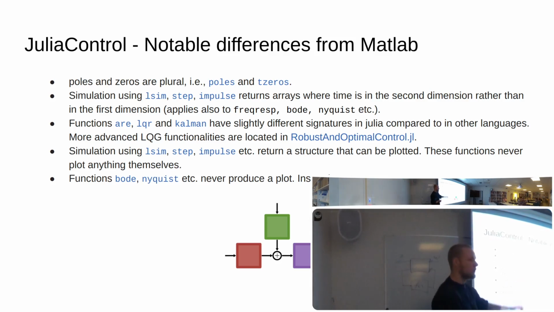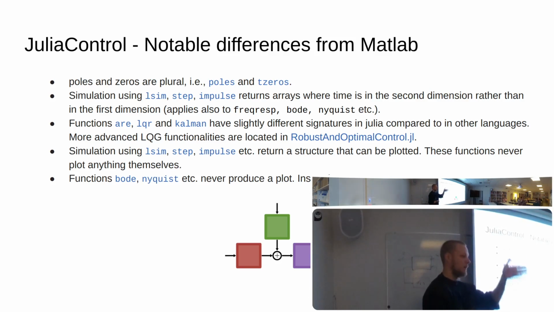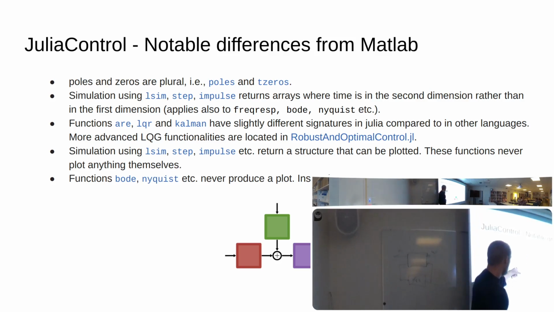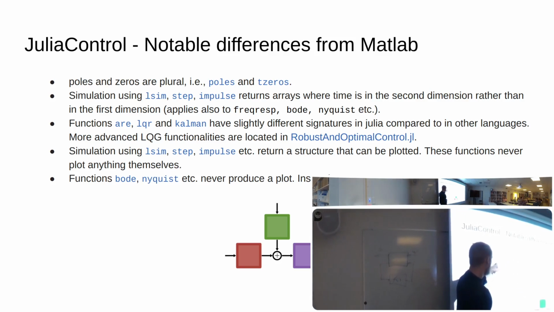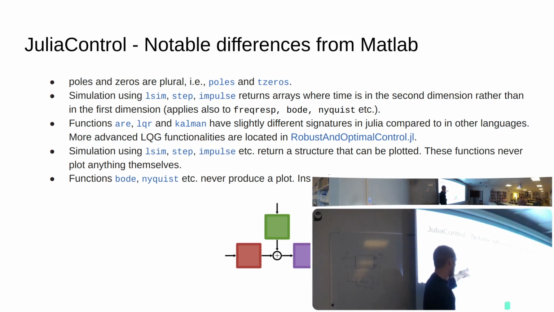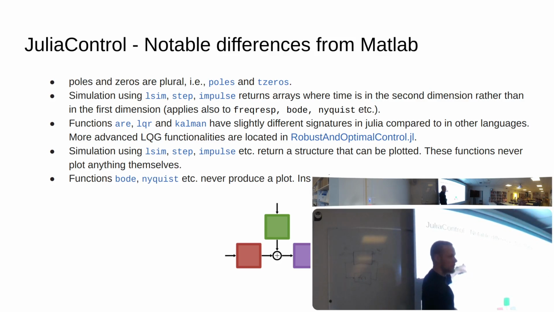That also applies to frequency responses. You get frequency in the last dimension, and the layout is output, input, frequency. The function is like ARE, for algebraic Riccati equation. We don't have C or D here, because that's encoding a type in the function name. But in Julia, the type is encoded in the arguments instead. So ARE will automatically dispatch to the correct continuous or discrete version.